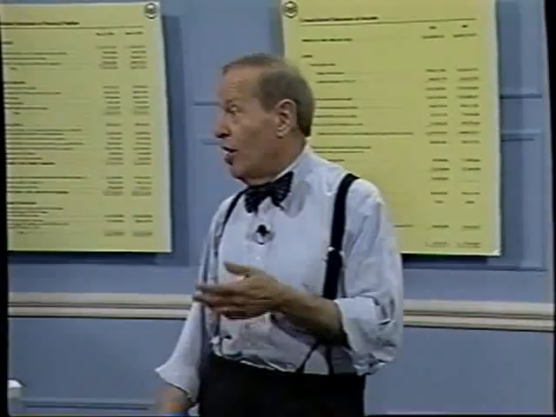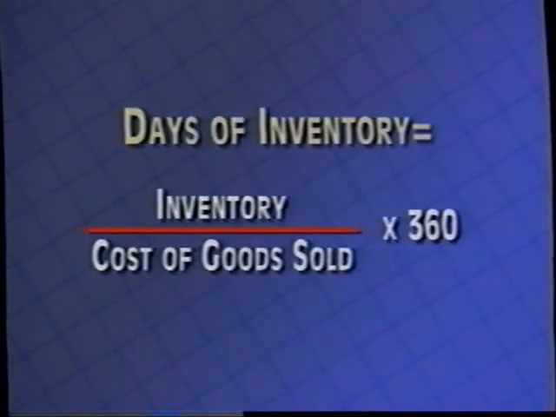It gets called a rag at that point because it can't be sold. It's out of style. Or at best, it has to be sold at a discount. Well, given this problem, we have to know how long the inventory is lying around in order to get an idea of how stale it is. And the formula that we use is on the screen now. Parallels the formula that we used for days of receivables.